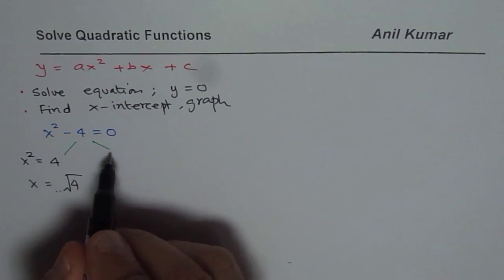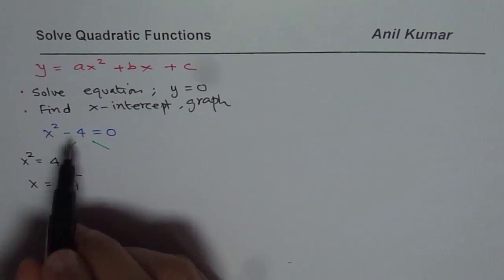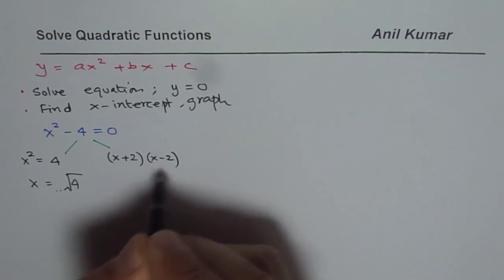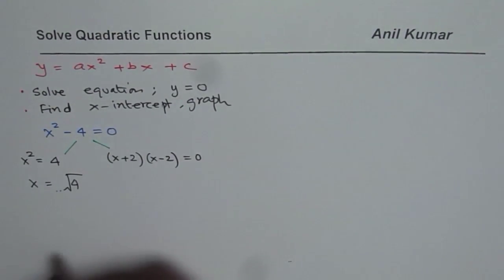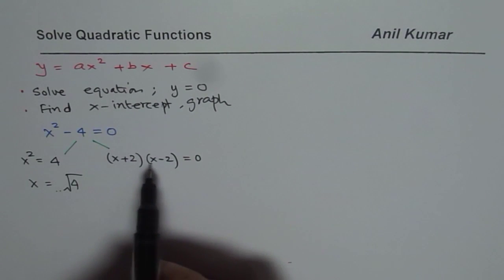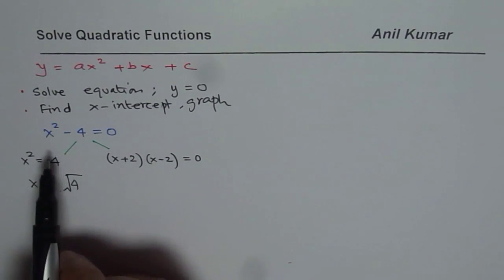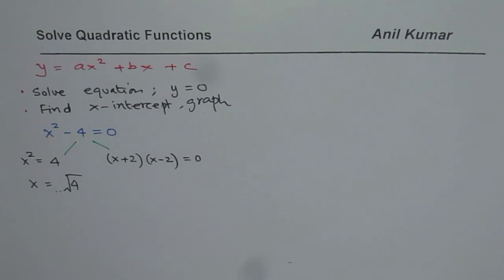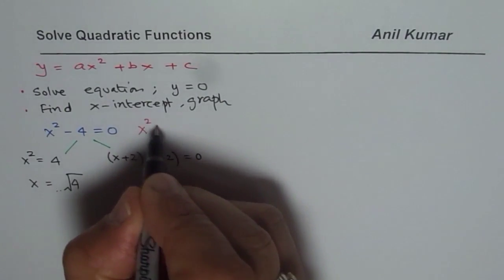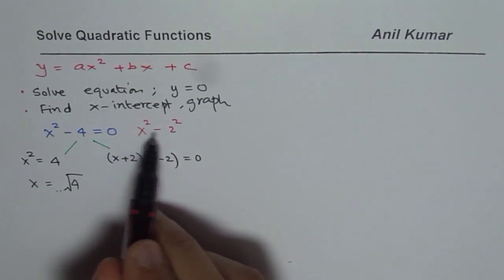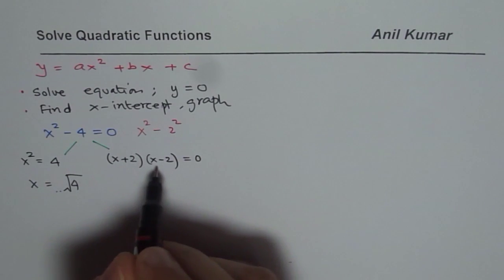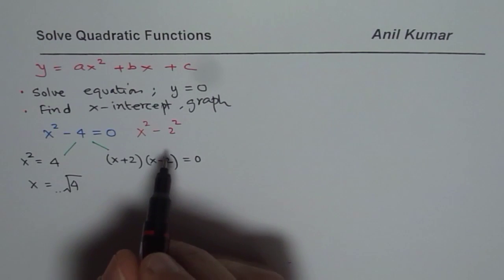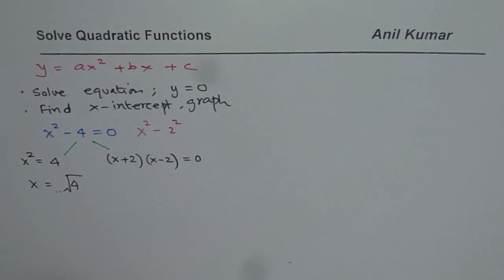The other alternate way is to factor. Now it could be factored as x plus 2 times x minus 2, and then we have 0 on the right side. Now that is factoring, where we use the skills of factoring a difference of squares. So you could have written this expression as x squared minus 2 squared. Whenever it is a difference of squares, you could write it as the product of their sum and difference. So we use that property of factoring and factor it quickly.